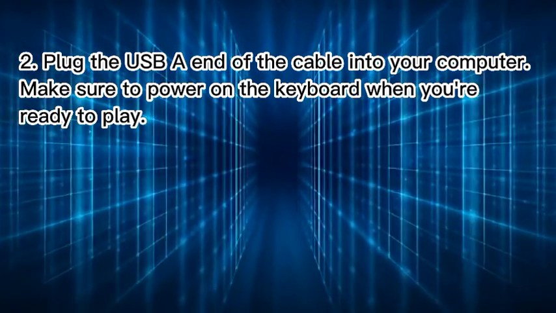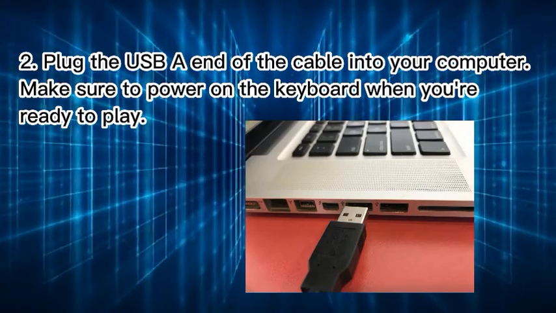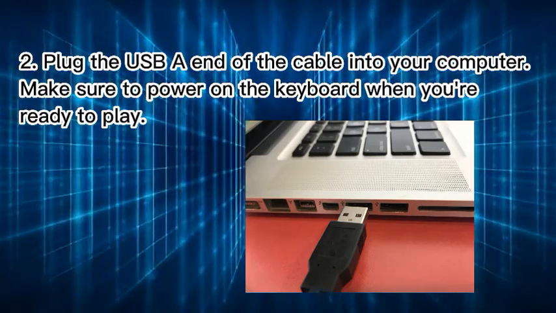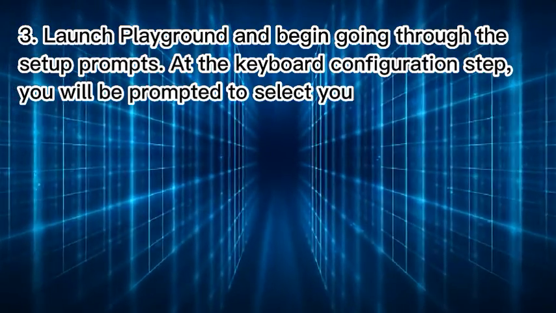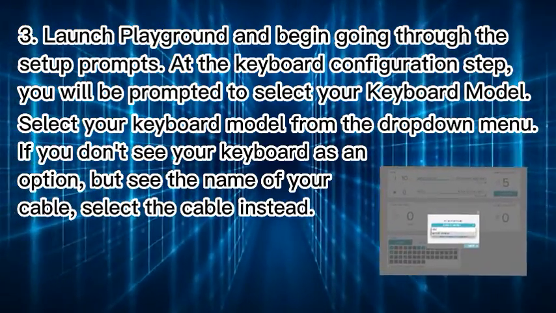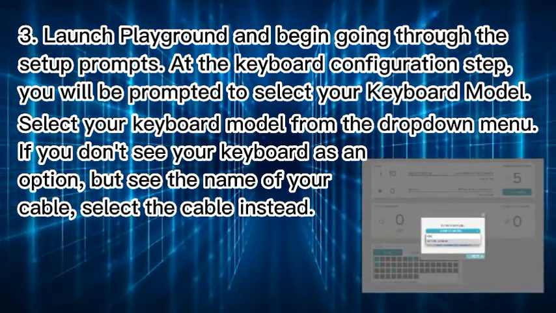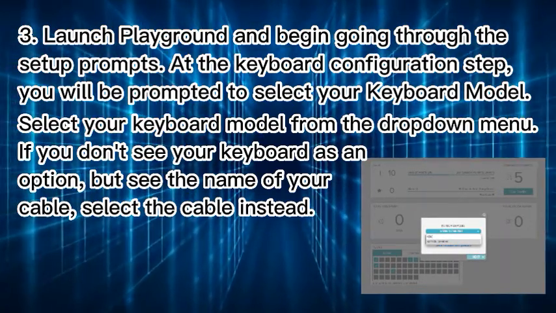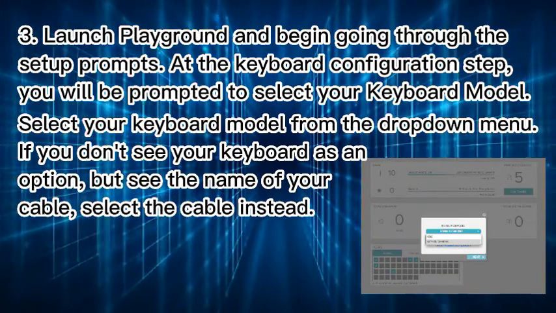2. Plug the USB-A end of the cable into your computer. Make sure to power on the keyboard when you're ready to play. Launch Playground and begin going through the setup prompts at the keyboard configuration step. You will be prompted to select your keyboard model. Select your keyboard model from the drop-down menu. If you don't see your keyboard as an option, but see the name of your cable, select the cable instead.